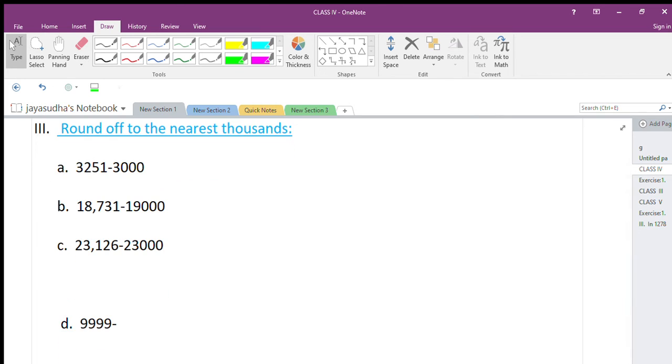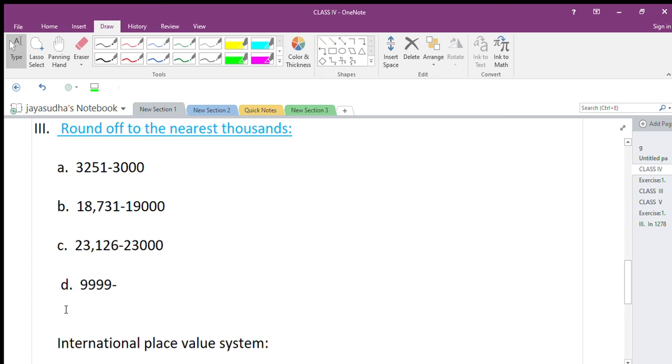Move on to the D sum. In the thousands place what? 9. You want to round off 1000. So you look at the next digit, 9. So 5 above, so you add 1 in the thousands place. 9 plus 1 what? 10. So rest of the 3 digits 0. 10,000. Are you okay children?